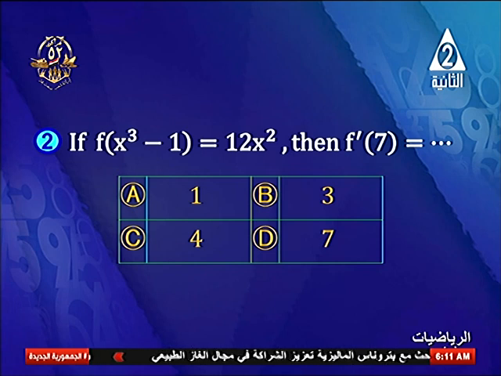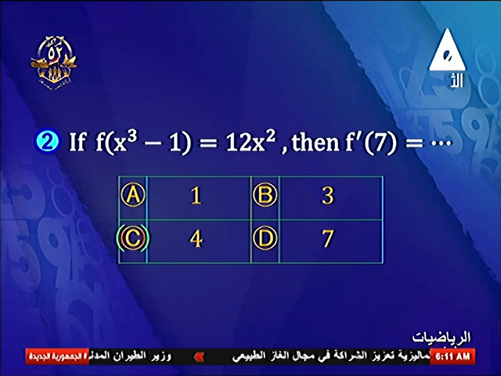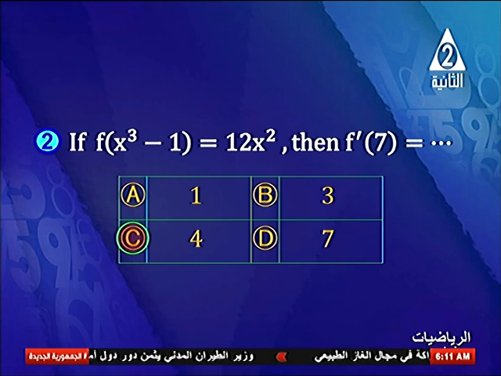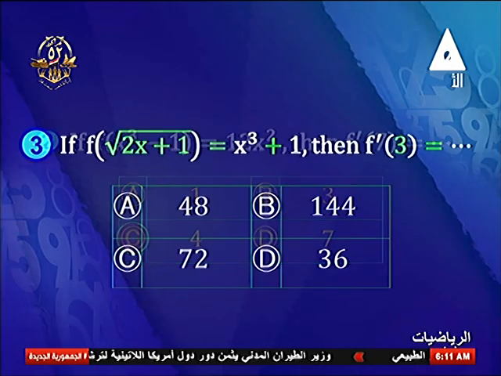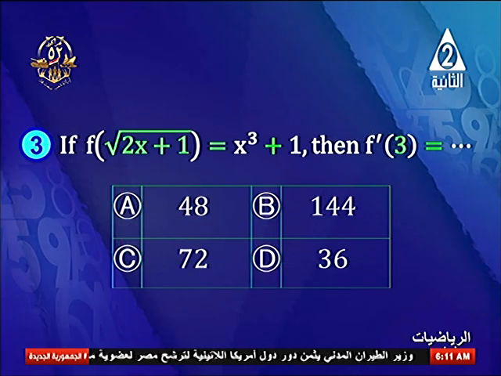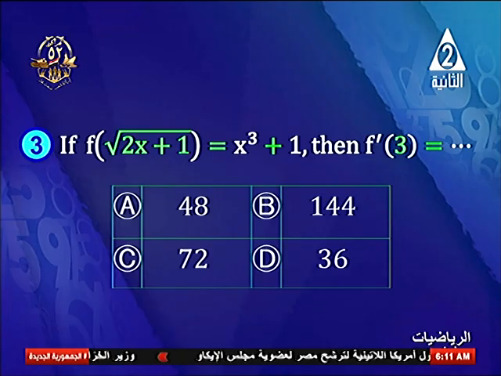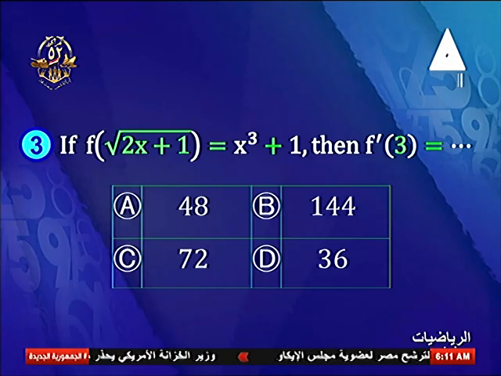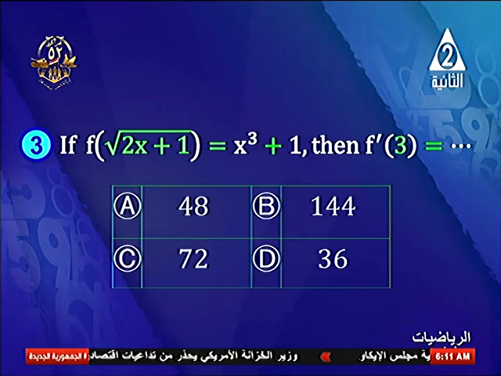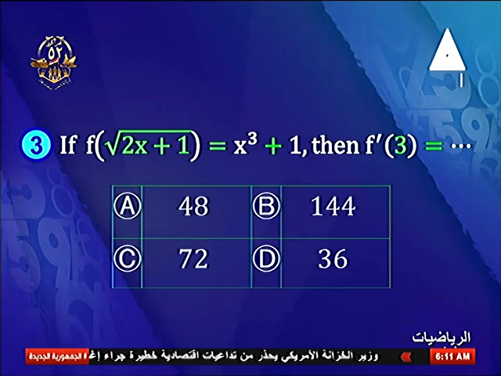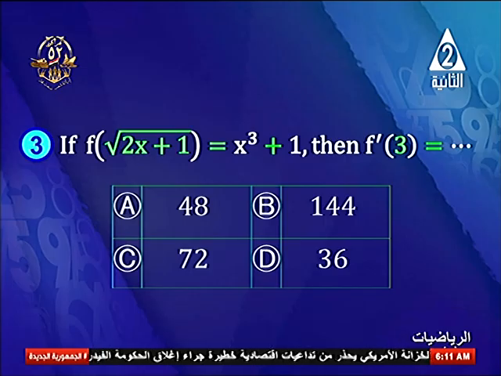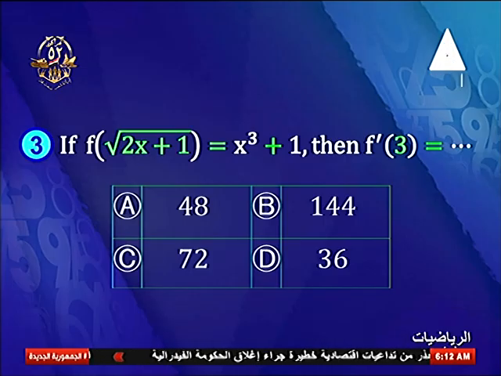Then choose the correct answer. Letter C is 4. Now we move to another example. The function f of square root 2x plus 1 equals x power 3 plus 1. What is the first derivative?